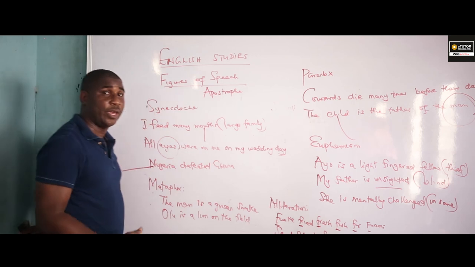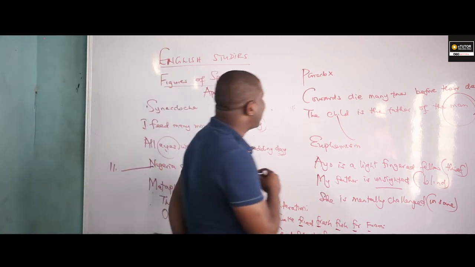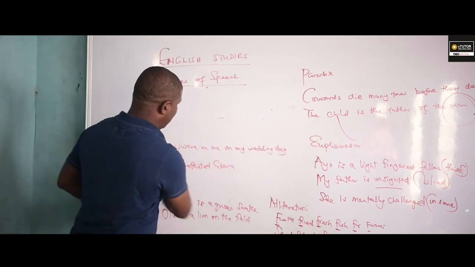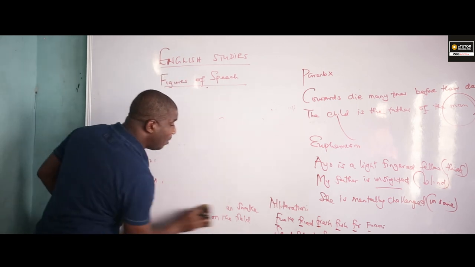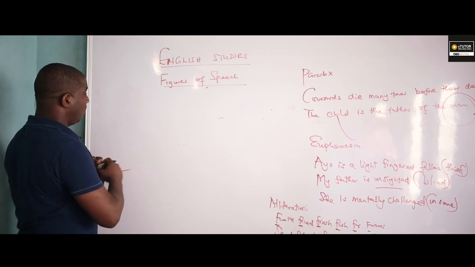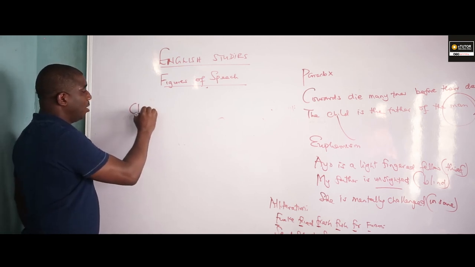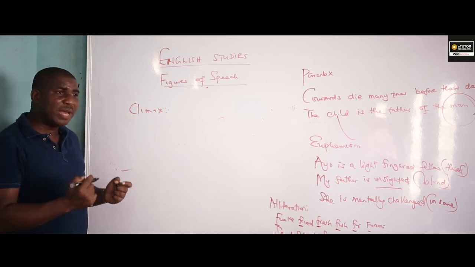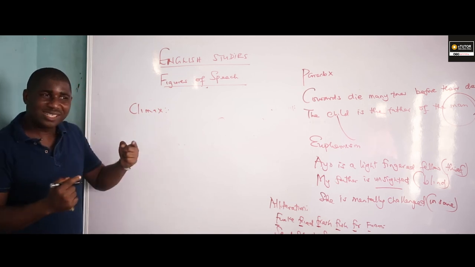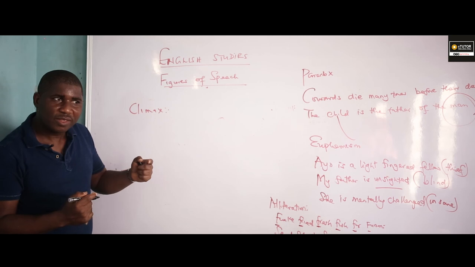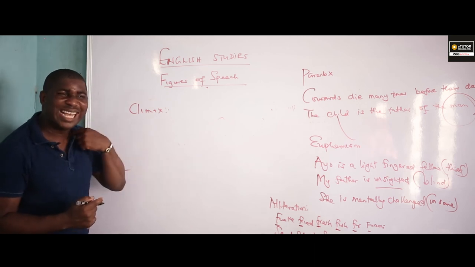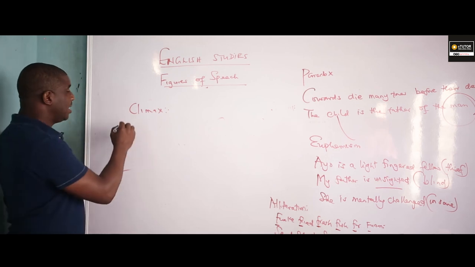Now the next one is climax. Who can tell me the opposite of climax? God bless you. Climax. What is climax? Climax is the arrangement of events in what? In what? In ascending order.